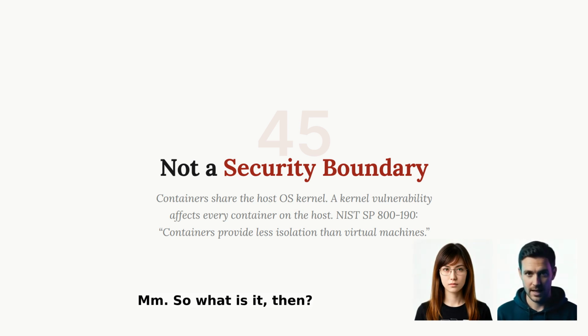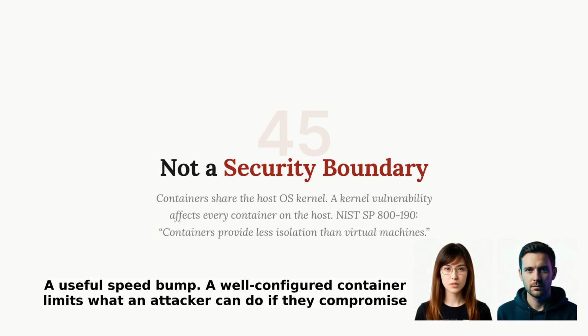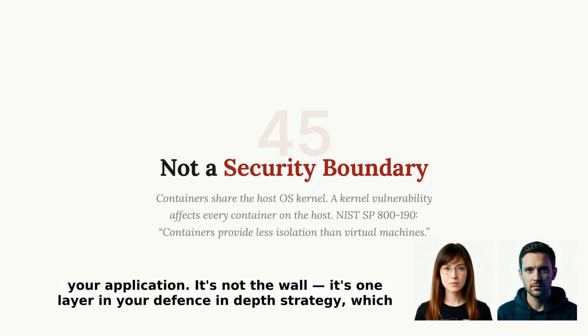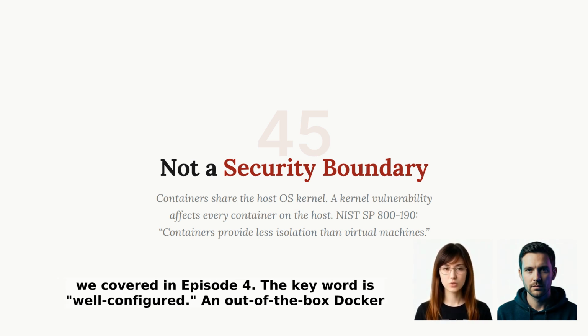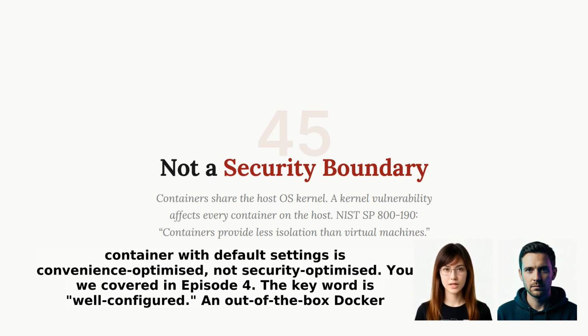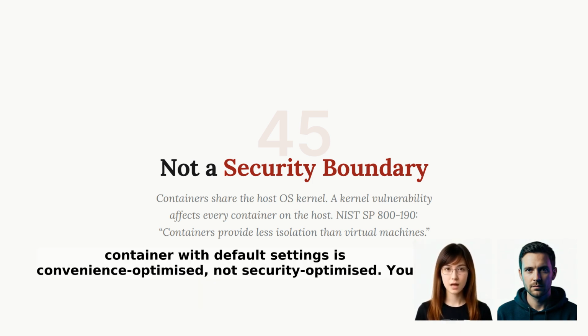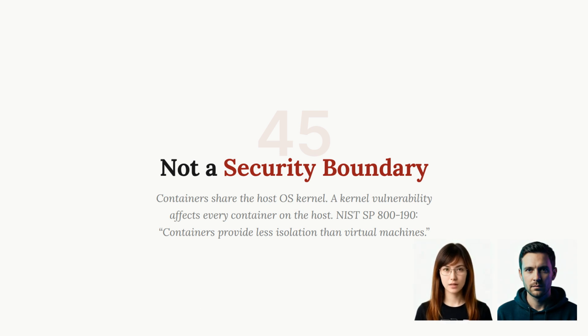So what is it then? A useful speed bump. A well-configured container limits what an attacker can do if they compromise your application. It's not the wall. It's one layer in your defense in-depth strategy, which we covered in episode 4. The keyword is well-configured. An out-of-the-box Docker container with default settings is convenience optimized, not security optimized. You have to actively harden it.